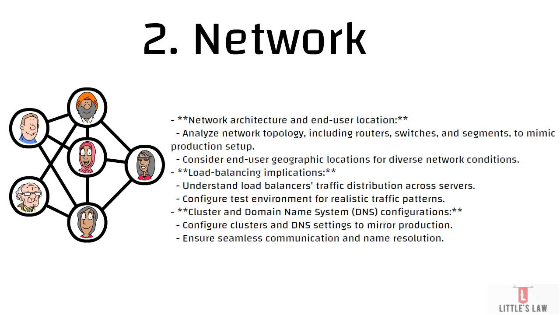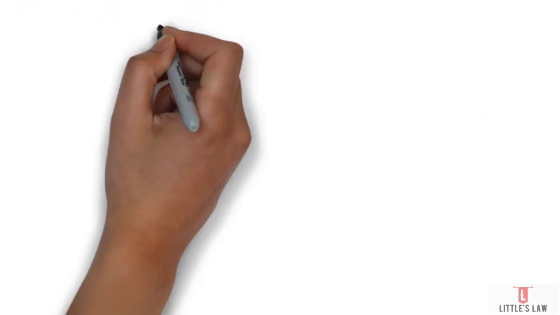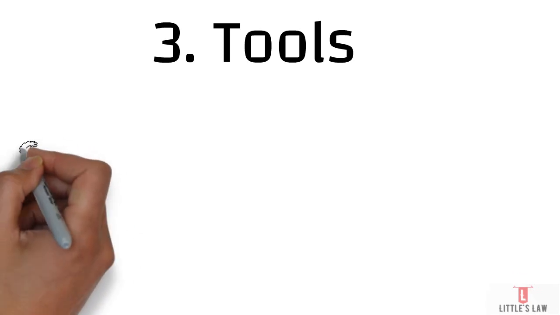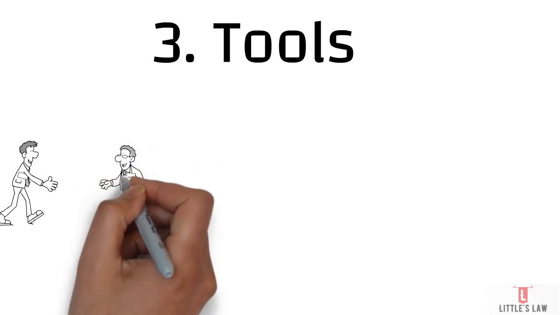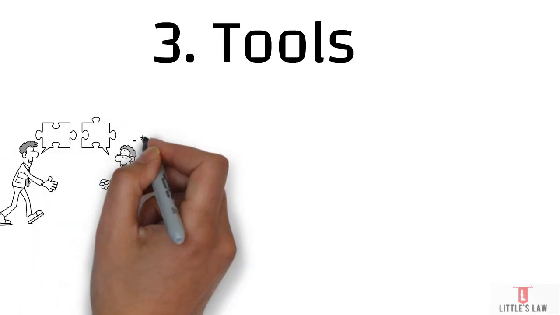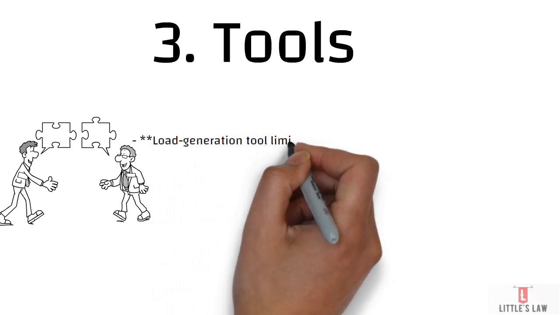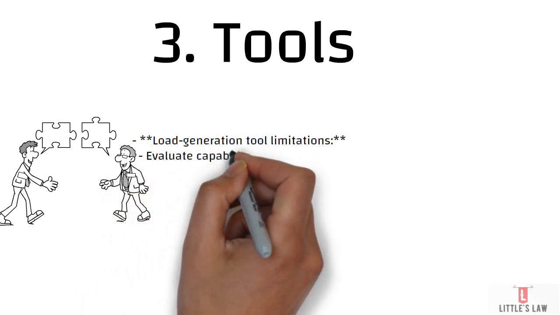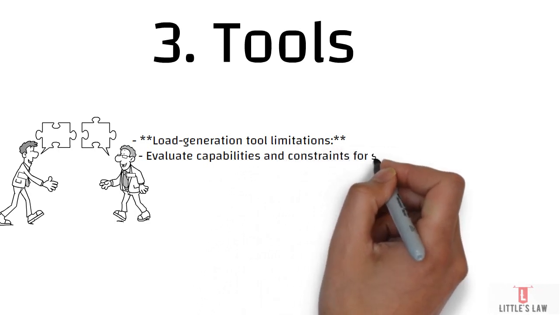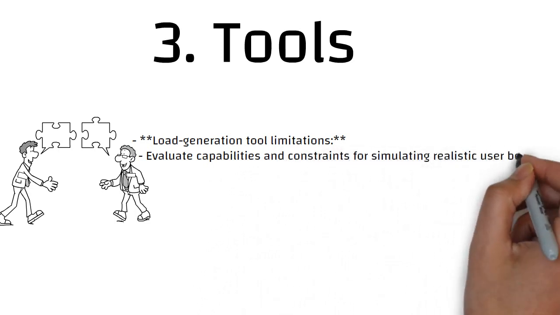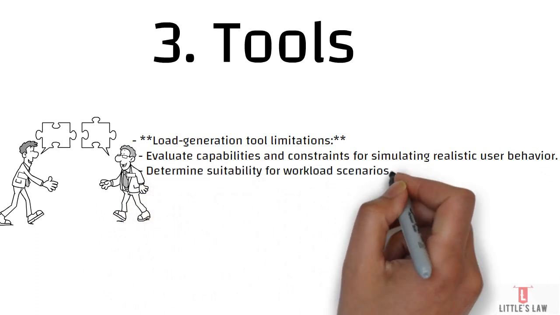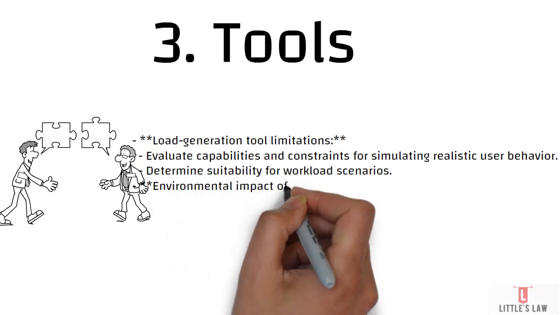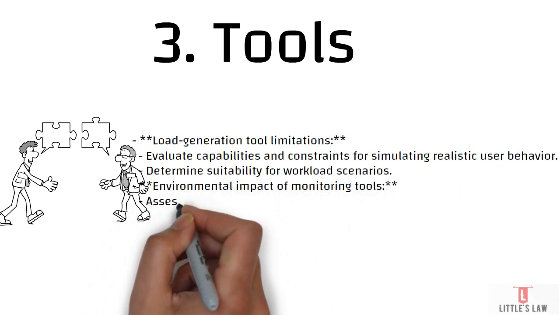So we have to configure the clusters and domain name system settings to mirror the production environment accurately, which we have to ensure for seamless communication and name resolution. And then the third part, which is the tools, which is the very necessary part when it comes to performance test execution. So the load generator tool limitations are of high priority because we have to evaluate the capabilities and constraints of load generation tools to determine their suitability for simulating realistic user behavior and workload scenarios.